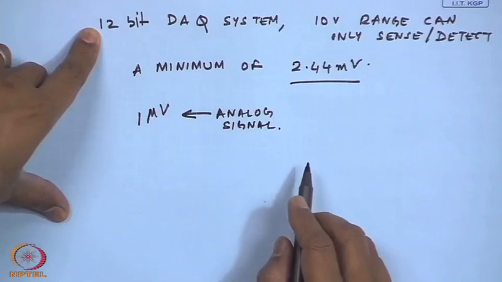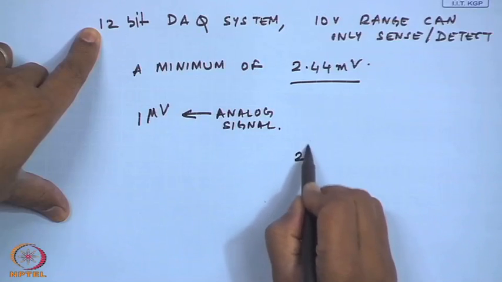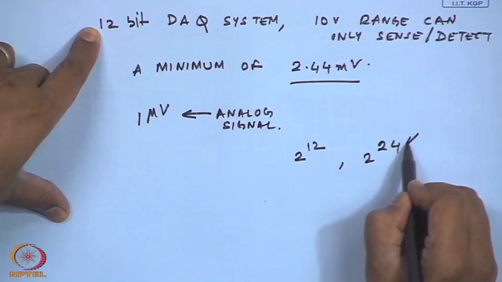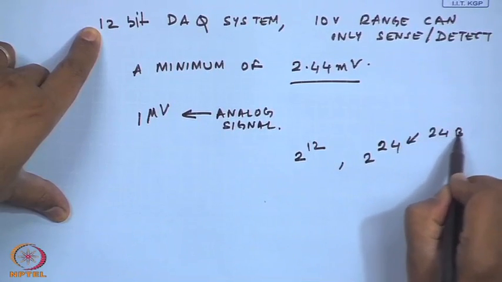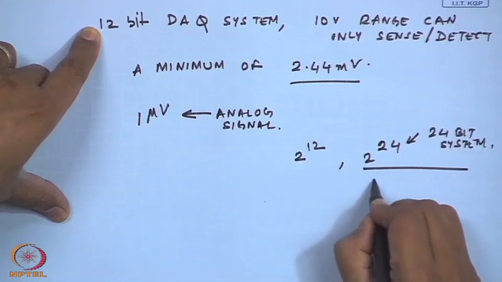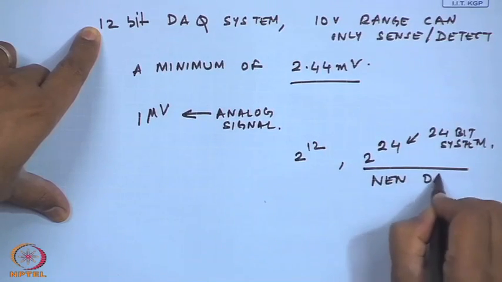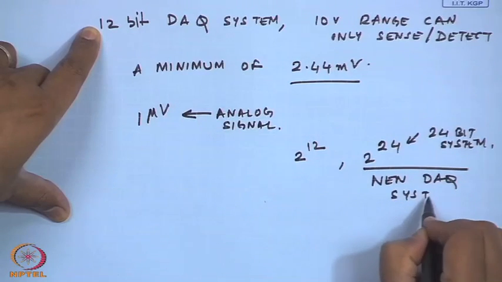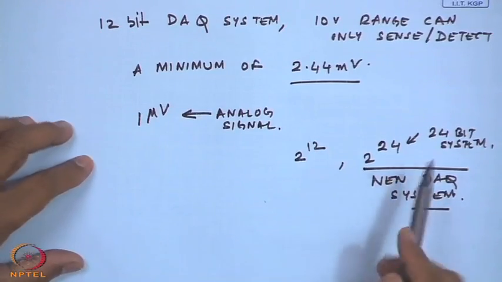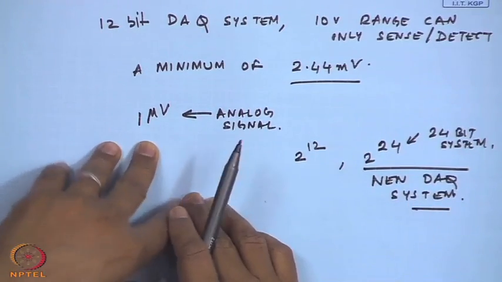There are a couple of ways we can do it. I can increase the bit size, instead of 2 to the power 12, I can make it 2 to the power 24. In a 24-bit system, that calls, of course, for new hardware, a new DAQ system. Sometimes that may not be possible, but nowadays 24-bit DAQ systems are available, and so to have good enough amplitude resolutions, I have to always increase the bit size.